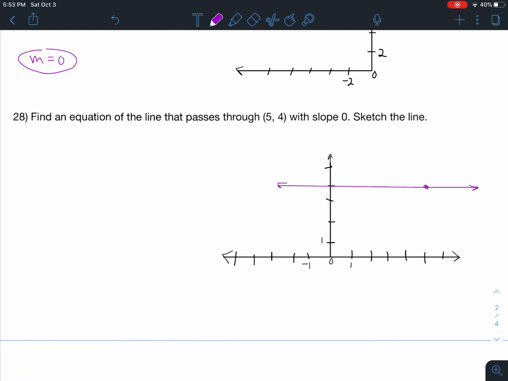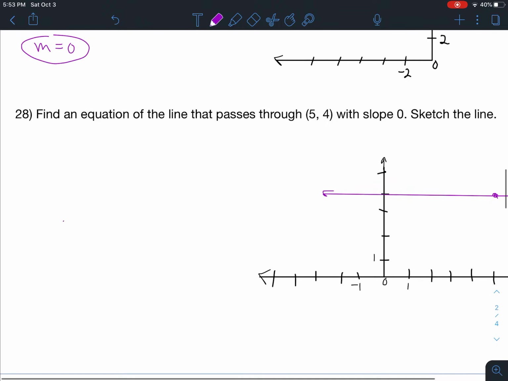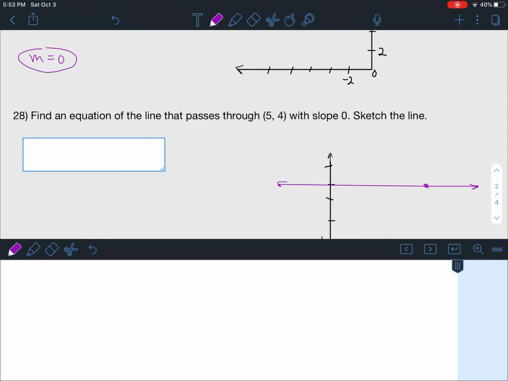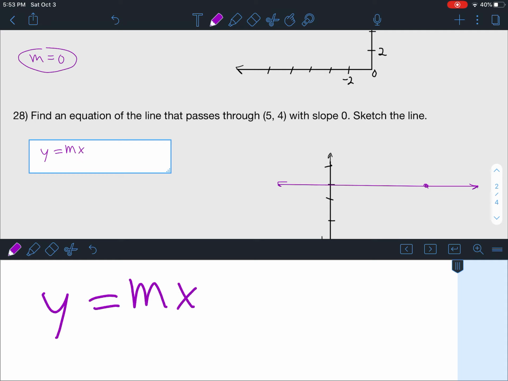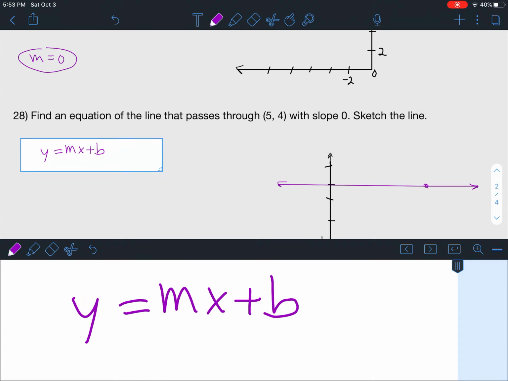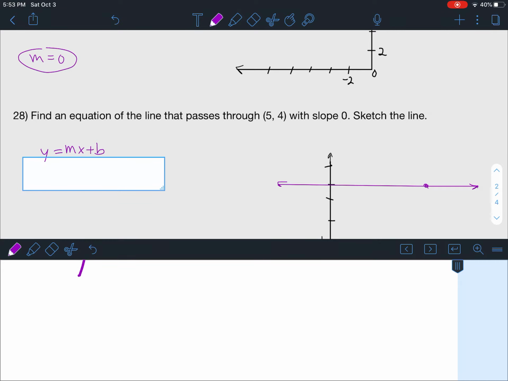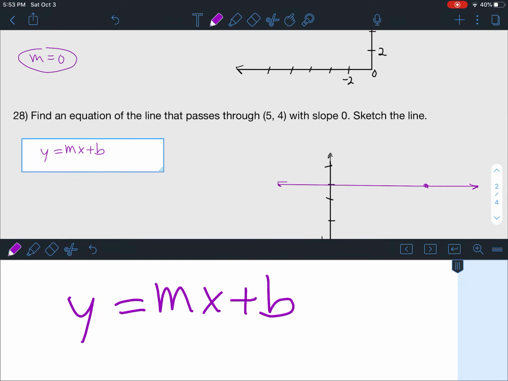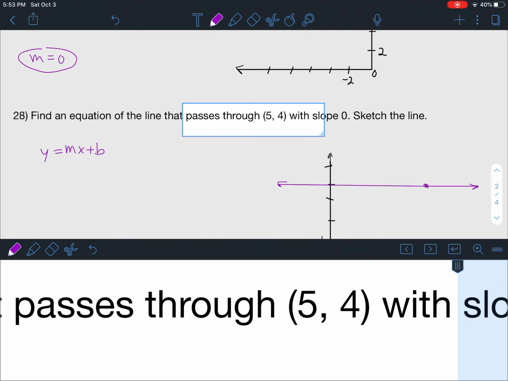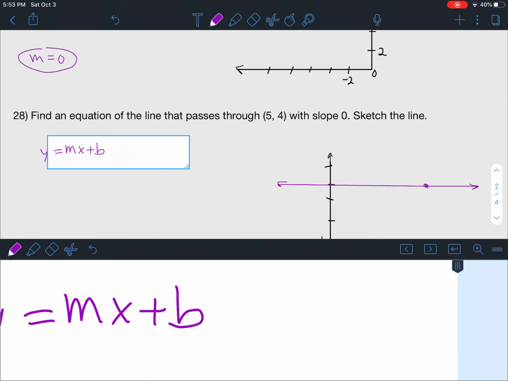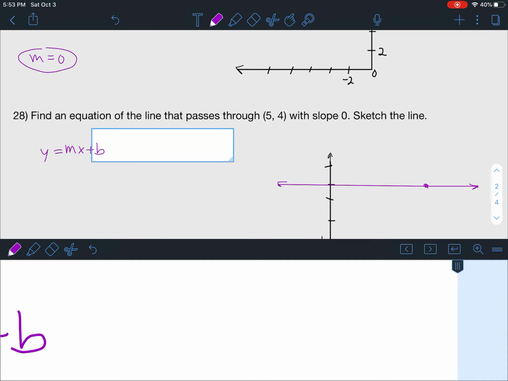And put the arrows. To find an equation of this, you would use the fact that you know the slope is 0. So the line's equation is a special case of this formula right here, y equals mx plus b. That's the basic slope-intercept formula, and we know m equals 0 because m stands for slope. So, and we have y equals 4 because that's the y-coordinate of this point, 5, 4. And we have x equals 5 because that's the x-coordinate of this point.